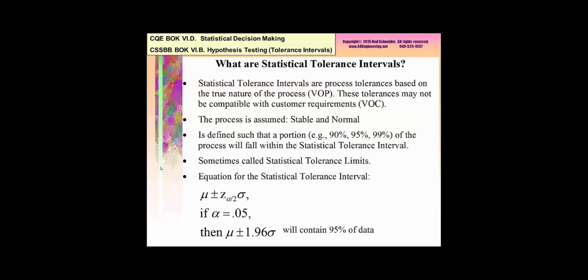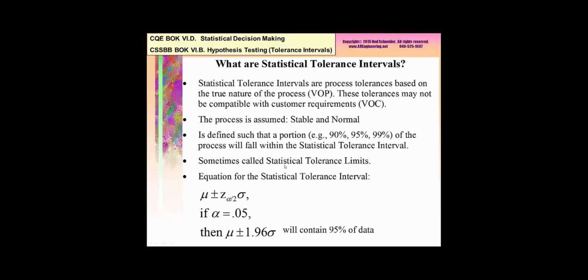Statistical tolerance intervals are process tolerances based on the true nature of the process. You might call it the voice of the process. These tolerances may not be compatible with the customer requirements, called the voice of the customer. When the process is stable and normal, the statistical tolerance interval is defined such that a proportion, 90%, 95%, 99% of the process will fall within the statistical tolerance interval.